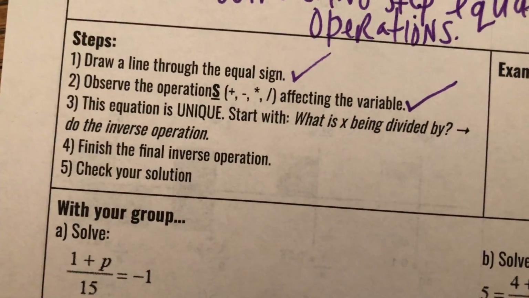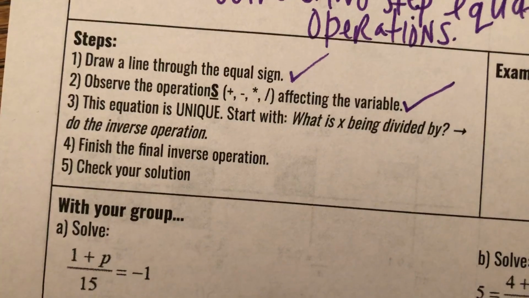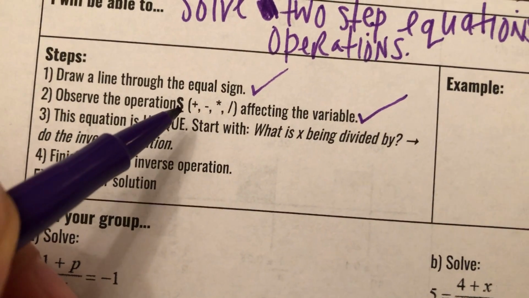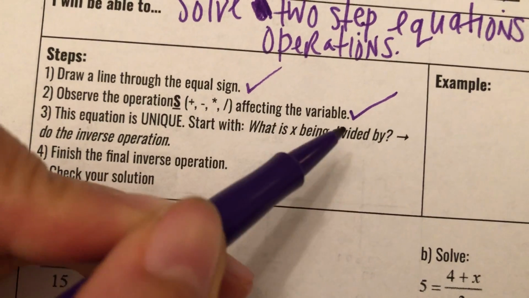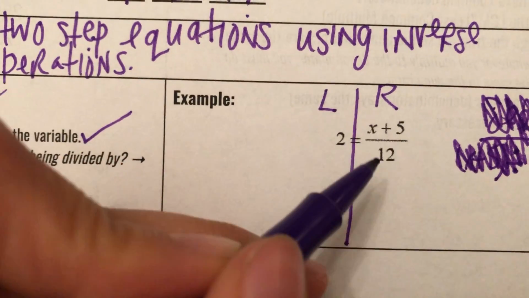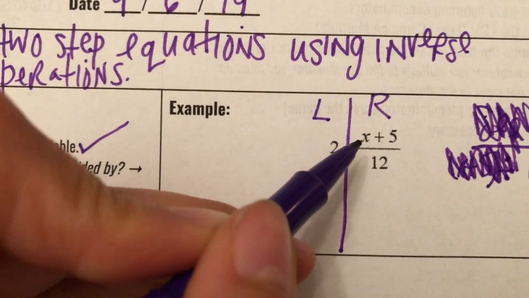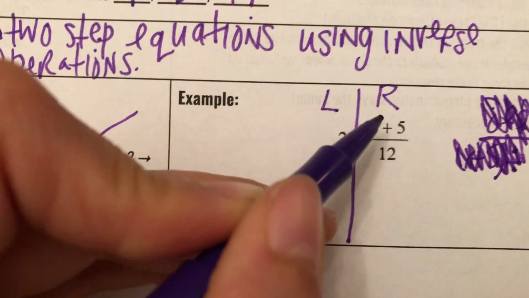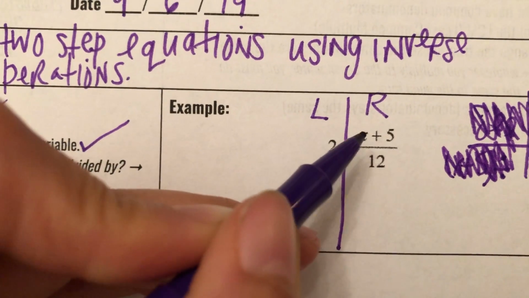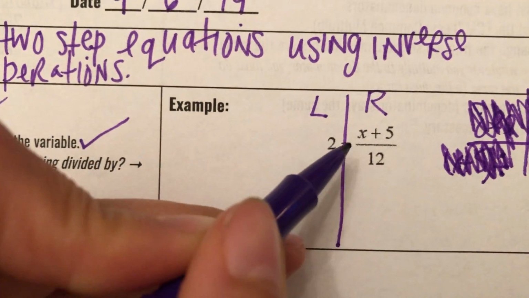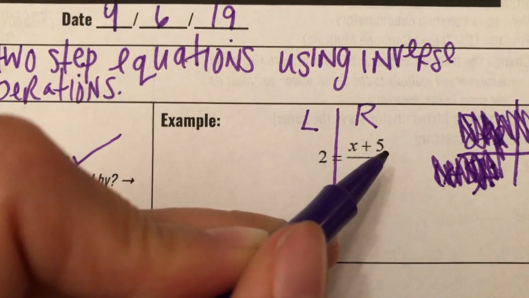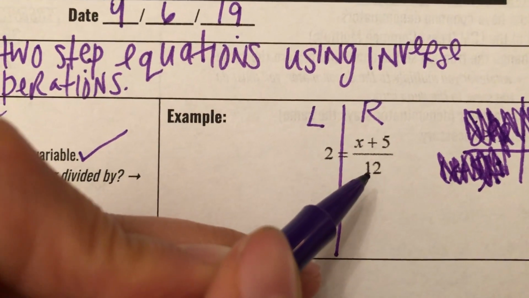Done. Number 2, observe the operation or operations. Notice that there are several things happening in this equation that are affecting the variable. If I look at this equation, 2 equals x plus 5 divided by 12, I see that the variable x is attached to 5 by addition. But I see that this entire thing, x plus 5, is all divided by 12. Not just the x, but x plus 5 is divided by 12.